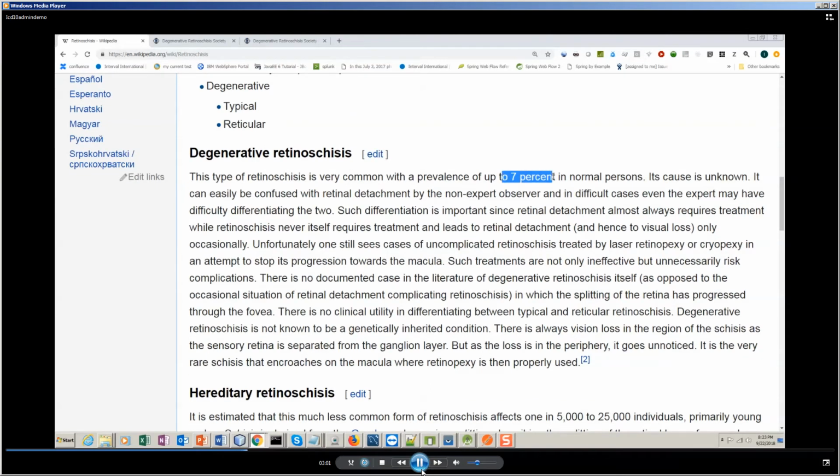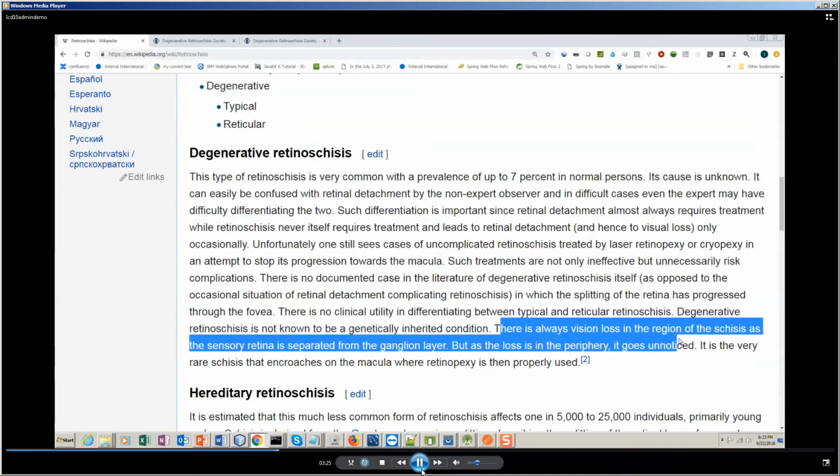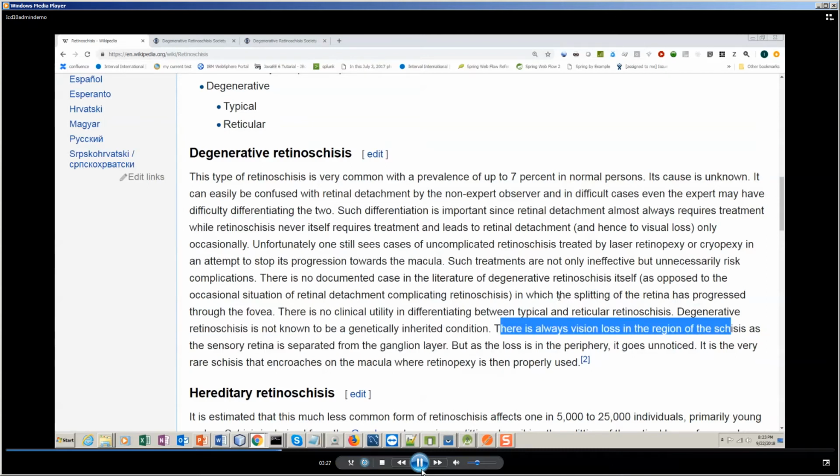Degenerative retinoschisis is very common, with up to 7% in the normal population. It can easily be confused with retinal detachment by the non-expert observer, and in difficult cases, even the experts have problems differentiating the two. There's always vision loss in the region of the schisis.